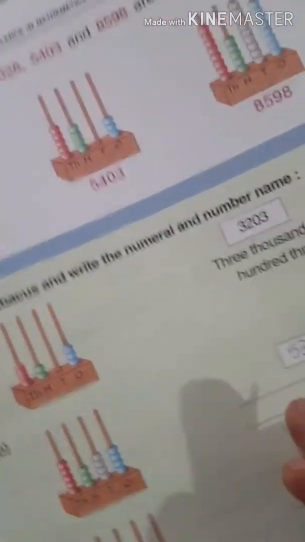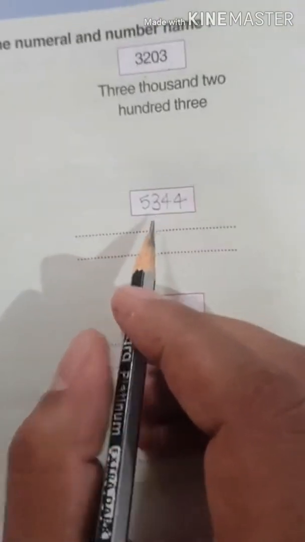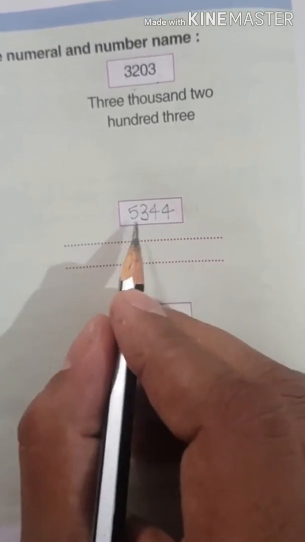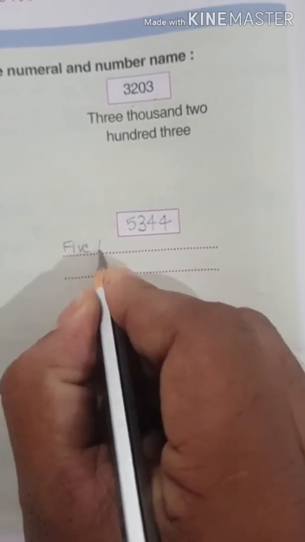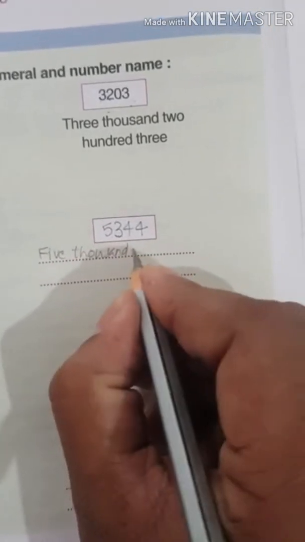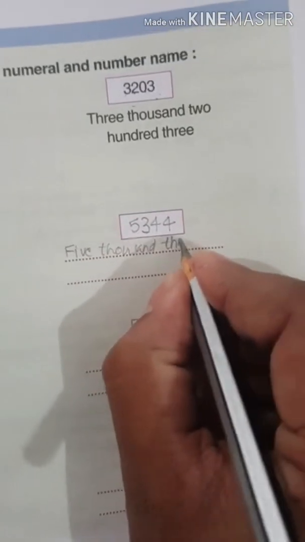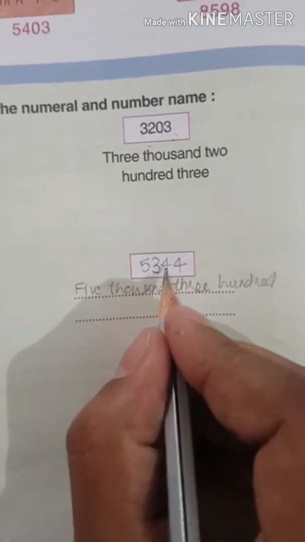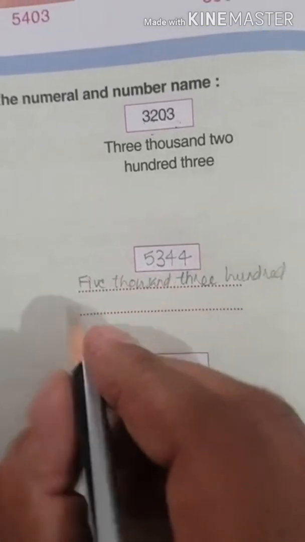So which number is this? First, how many digits are there? 1, 2, 3, 4 digits. Ones, tens, hundreds, thousands. So 5,000. 5,300: 3 is in the hundreds column, so 300. 4 is in the tens column, so 40.